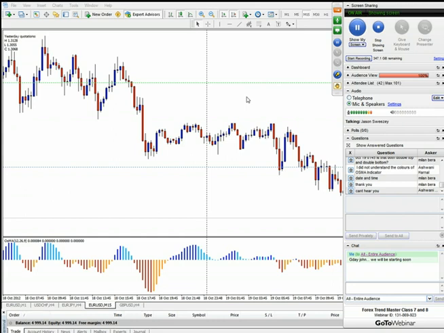This class is basically on hard to see divergence, also known as hidden divergence. This, like I said, is the most difficult one to see.